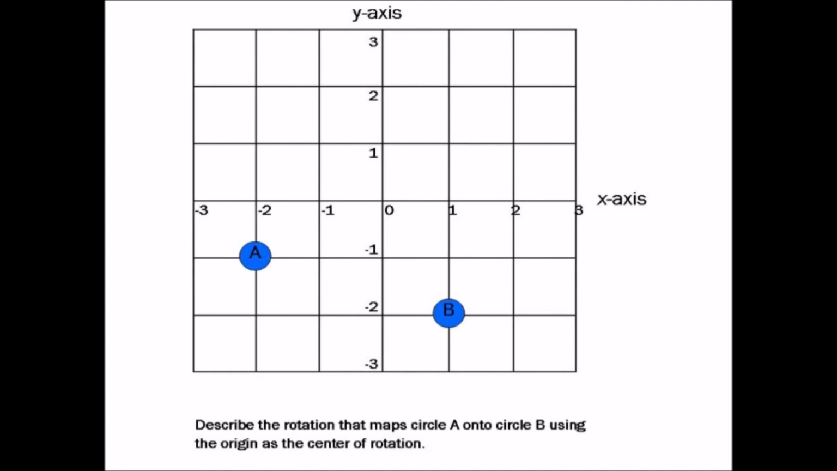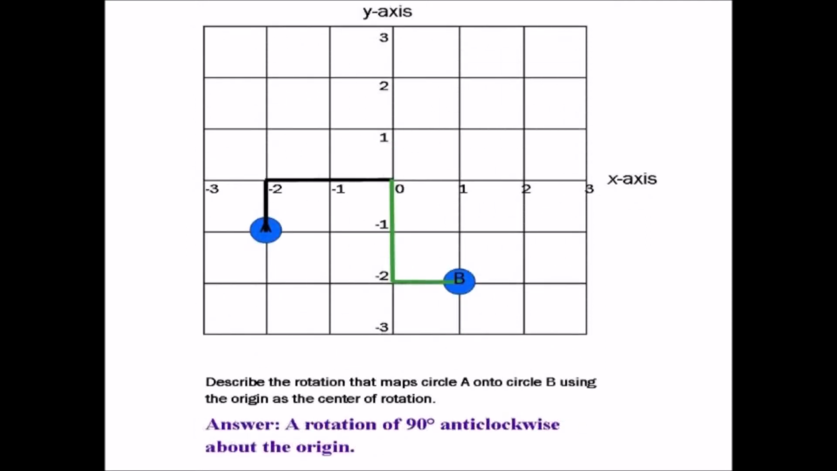Okay, let's do another one now. Now we have to do something different. Describe the rotation that maps circle A onto circle B using the origin as the center of rotation. So we already know the center of rotation is the origin, so we can use that. Now we just have to see how you would describe the rotation. Go to the origin and attach your lines. So we went to the origin and we attached the lines to circle A. So we had to go across 1, 2, down 1.